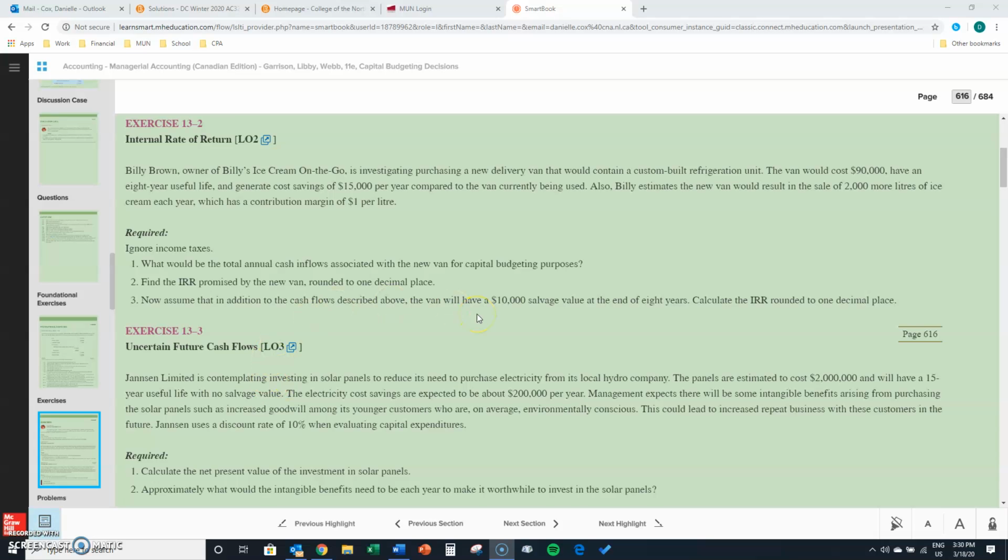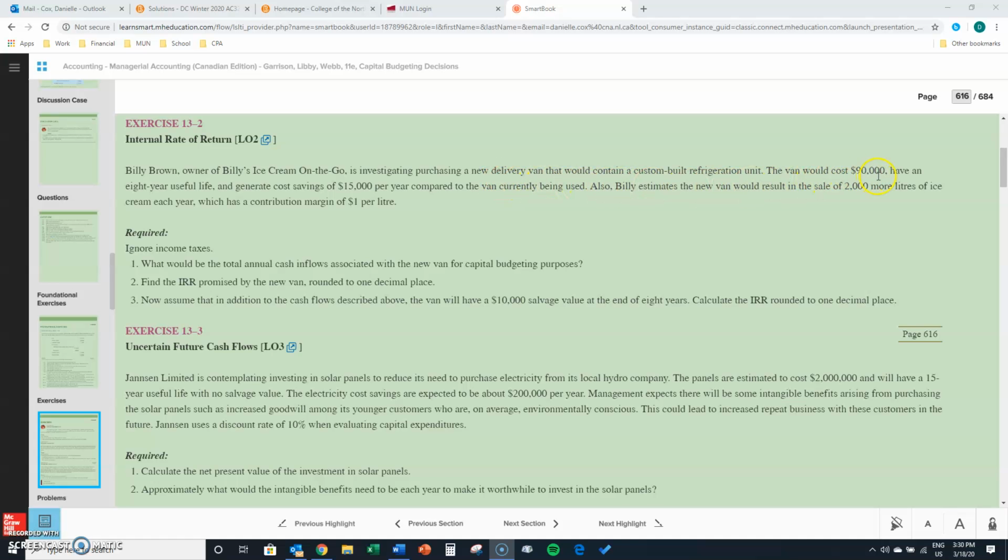Okay, back with exercise 13-2. And again, I'm picking this one because I want to pick one of the first questions on internal rate of return and show you how to use your calculator to do it, so that when you come to the harder ones, you'll know what you're doing.